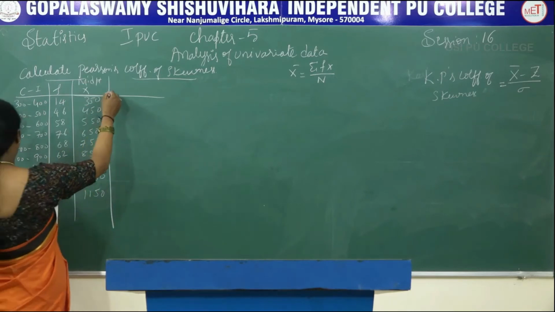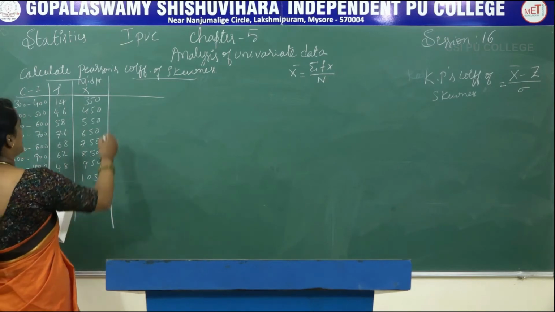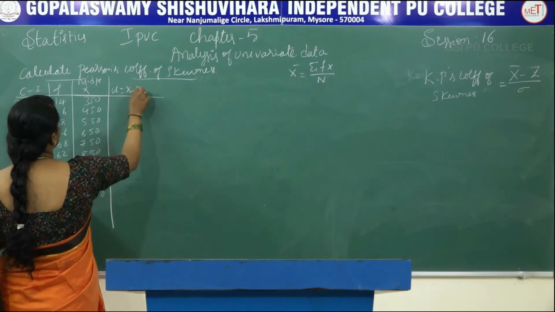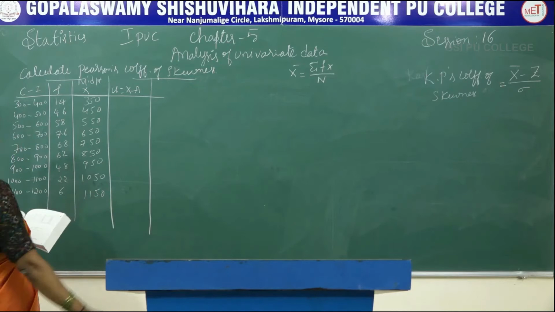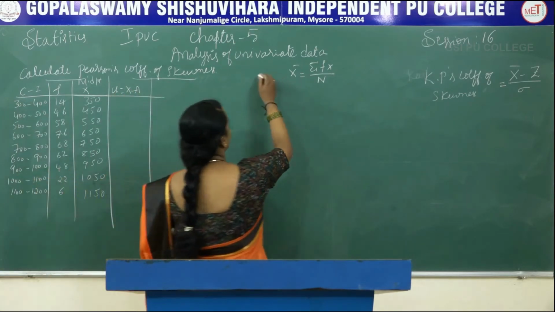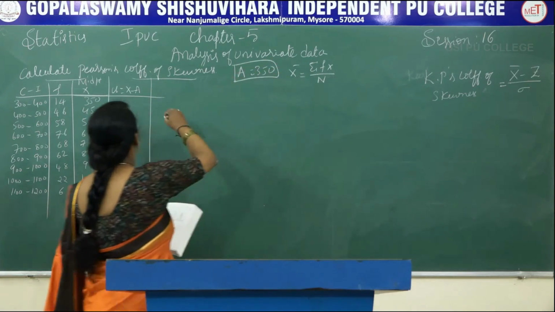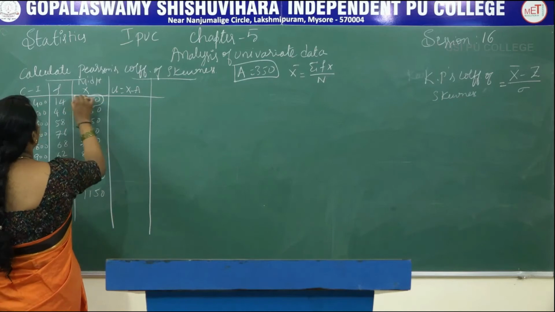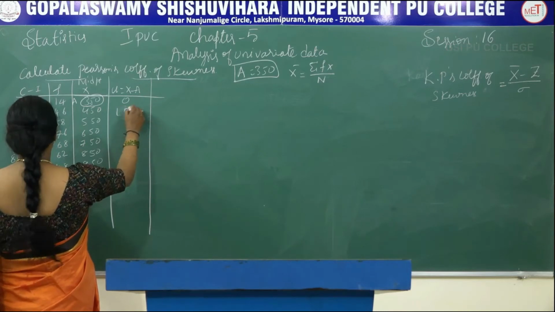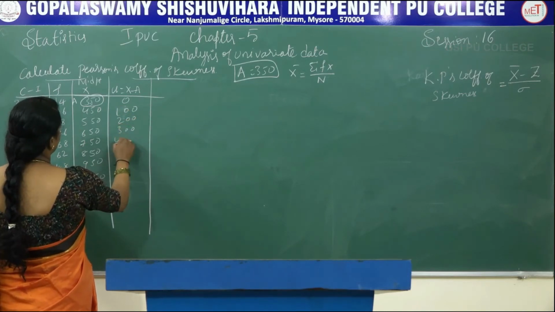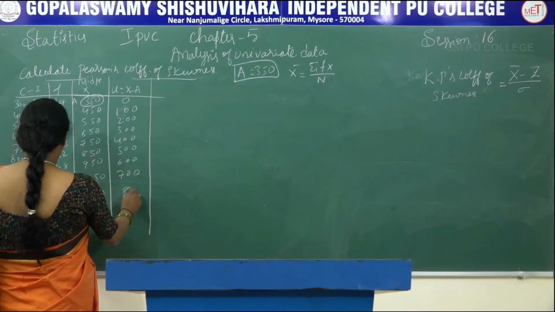The next step: here we have big numbers in the x value, so we will go for a deviation, that is u is equal to x minus a, where a is the smallest number. I will take a as 350. So this is our a value, and u is 0, 100, 200, 300, 400, 500, 600, 700, 800.